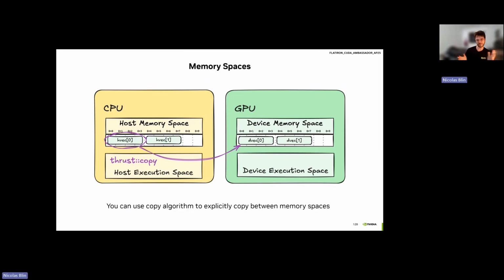So we can handle the copy ourselves by simply using thrust copy. Just like we have std copy, we have thrust copy. Under the hood, it will use the correct instruction to copy the data from the host to the device, or the device to the host, or the host to the host, or the device to the device. So you don't actually need to know where the data currently is. You just need to press copy, and it will do the copy for you in the fastest way possible.